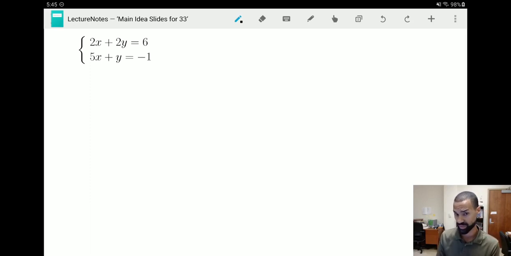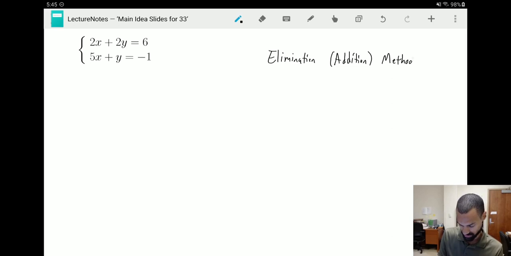And so there's a variety of methods to figure that out. But what we're going to do here is I'm just going to use two different methods, and you can watch the individual help videos if you want to see them broken down a little bit more. But for now, I'll just pick methods as I go. So this 2x plus 2y equals 6, and this 5x plus y equals negative 1. This one's set up pretty well to use what they call the elimination method, or maybe even the addition method, as it's sometimes called. And so that's what I'll do here.